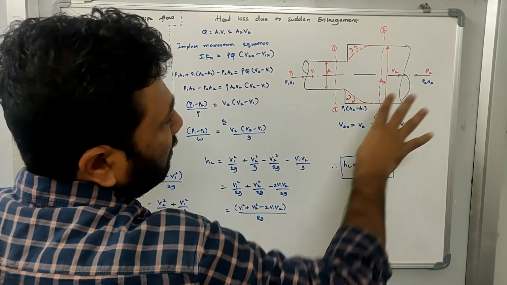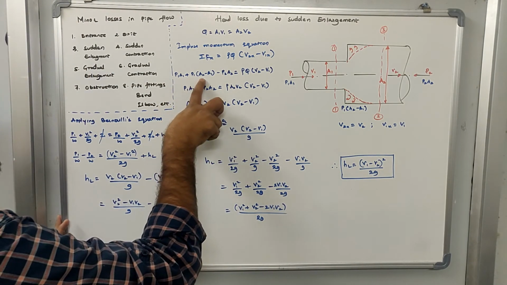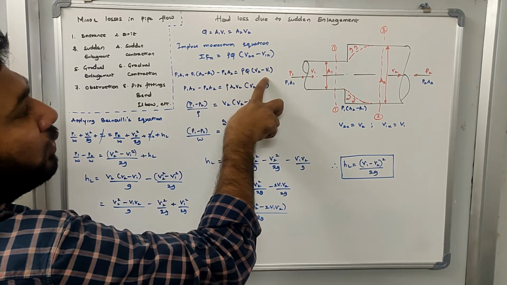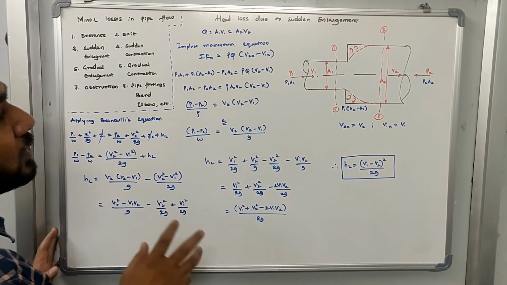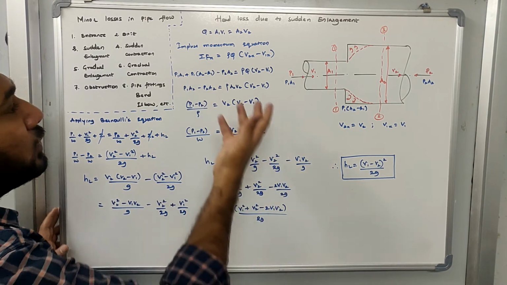Now we need to take the sum of these three. So P1 A1 plus P1 into bracket A2 minus A1 minus P2 A2 will be equal to rho Q into bracket V2 minus V1, right? Once you have solved this, the next step is to simplify this. So how do we simplify this?